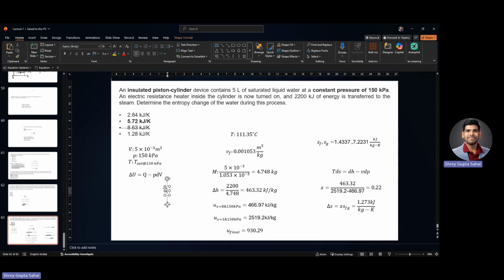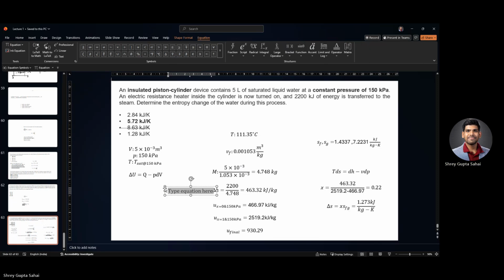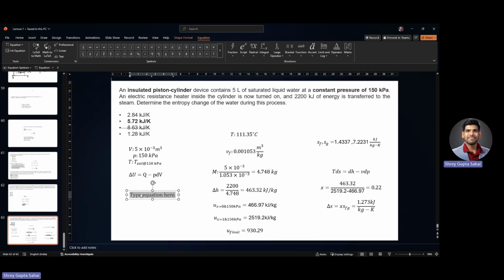This is the simplest way to do it. We actually didn't need to do this entire thing. So what I mean is, delta S, or dS, over T. If you just divide 2200 by 111.35 plus 273.15, you get 5.72.